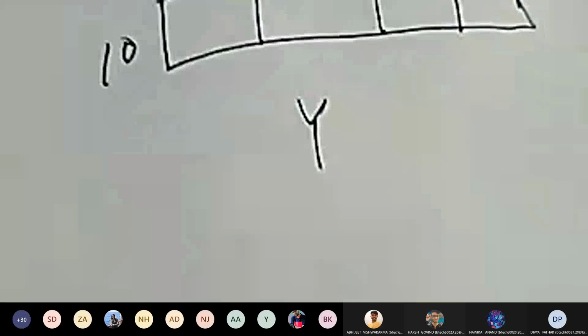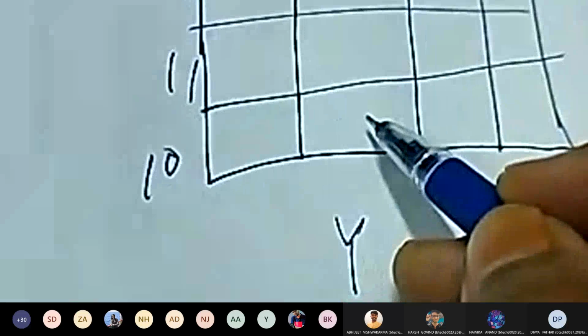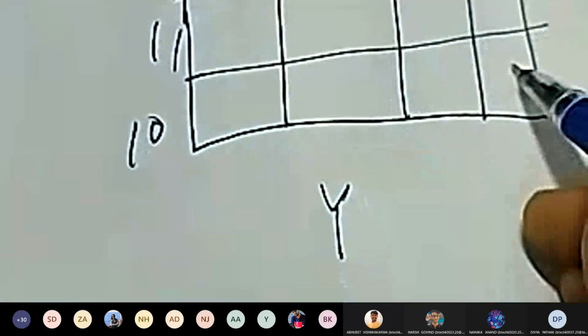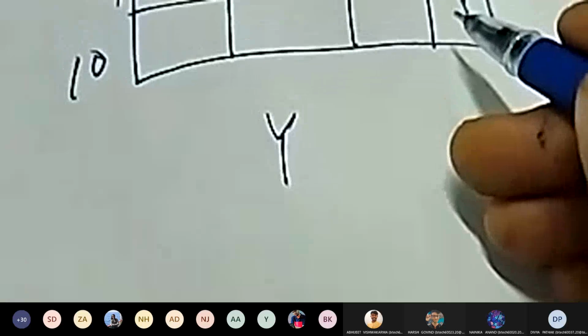So where is Y? That means from 10 to 15. So what is the value for 10? 1, 0, 1, 0. So here it will be 1. Then the next one is 1, 0, 1, 1. Then next the value is 1, 1, 0, 0. Next 1, 1, 0, 1. Next 1, 1, 1, 0. Next 1, 1, 1, 1. Okay, so all these values will become 1.